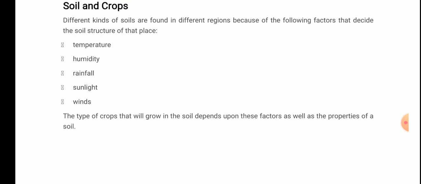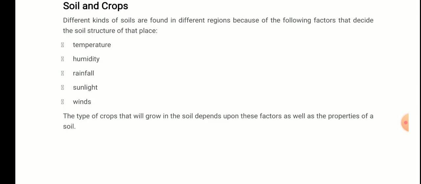Soil and crops. I told you that the nature of the crops that grow on the soil depends on the nature of the soil. Different kinds of soils are found in different regions because of the following factors that decide the soil structure of that place. The factors are temperature, humidity, rainfall, sunlight, and winds. If you remember, these are the same factors that determine the weather, or climate, of that place.